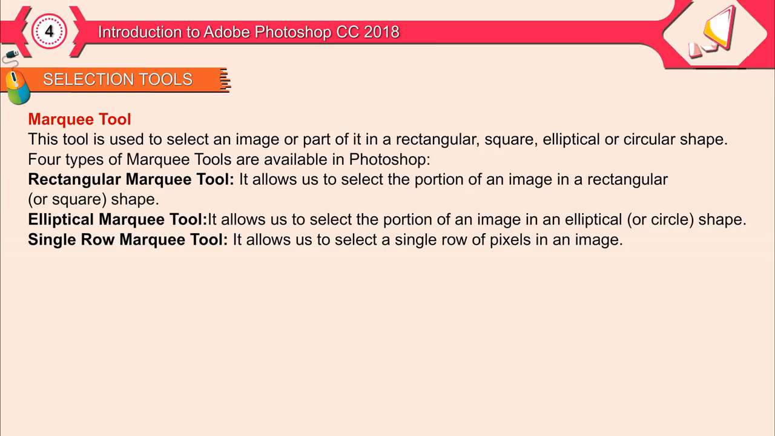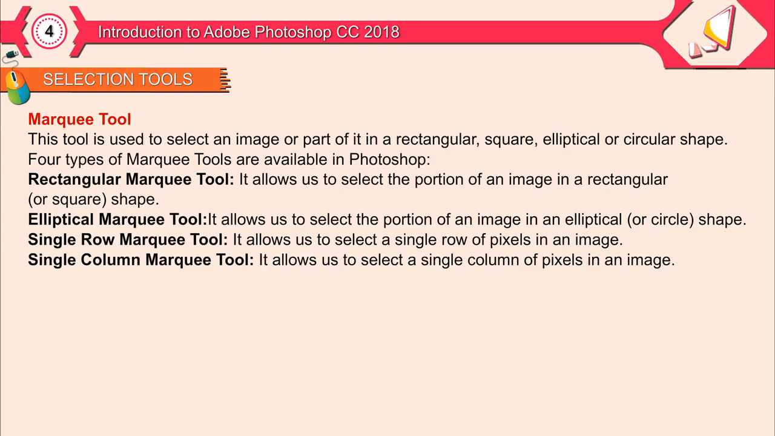Single row Marquee tool. It allows us to select a single row of pixels in an image. Single column Marquee tool. It allows us to select a single column of pixels in an image.